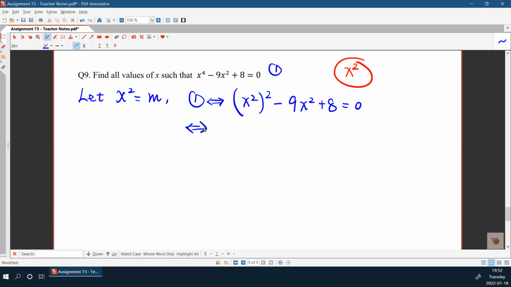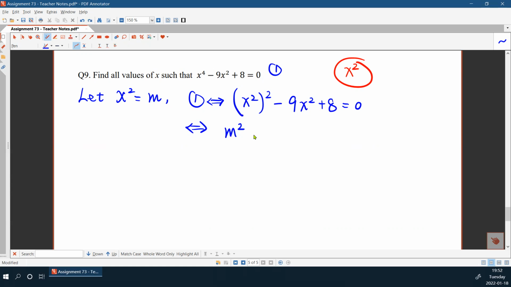Then because I use a letter m to denote x squared, so tell me, what should I put here? X squared squared is m squared, right? So this is just m squared, right? You see that? In this way, you have successfully reduced the power in the original equation to 2, which we already know how to solve.